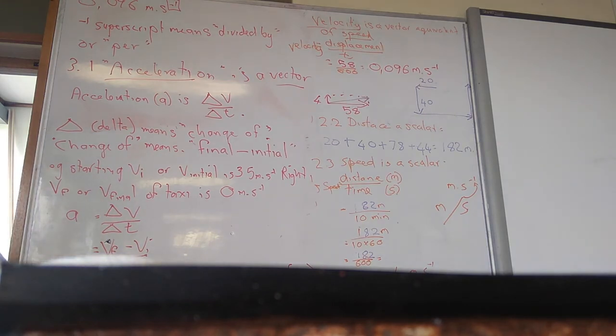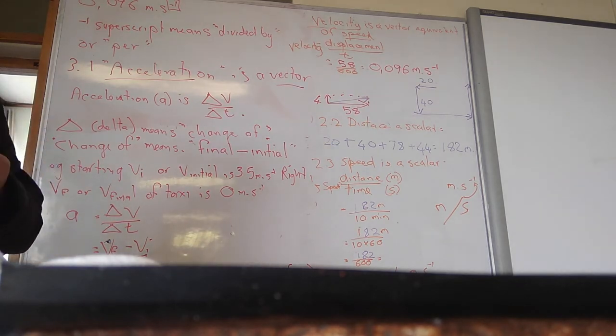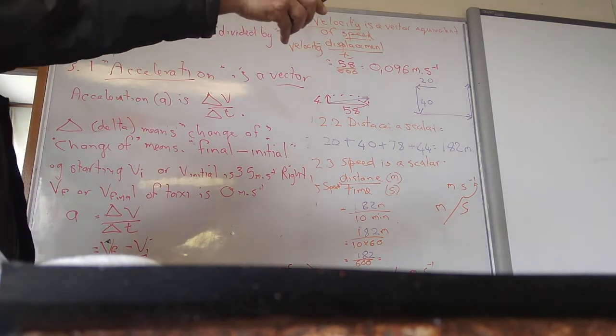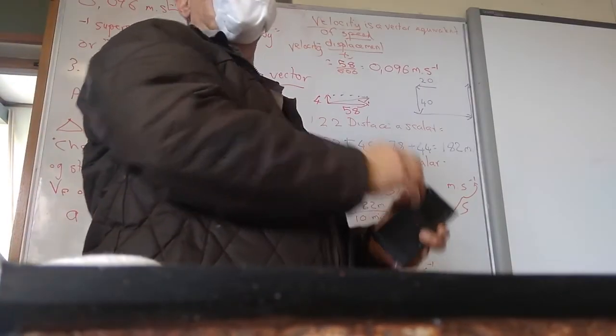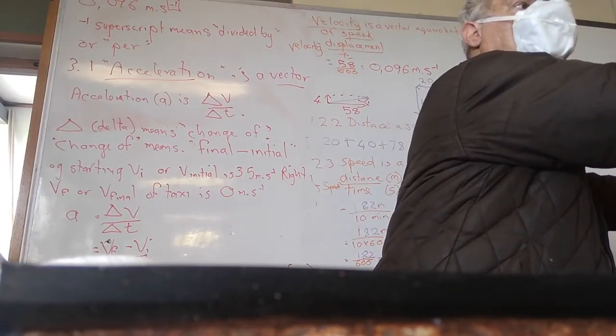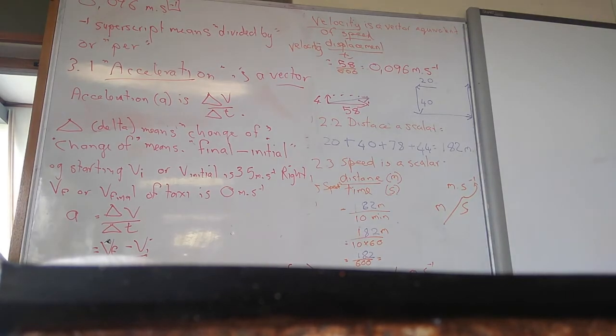So which direction was the taxi going? To the right. But which direction was his acceleration? Did he go faster to the right, or slower to the right? Whichever direction the force is, that is the direction of the acceleration. So the force was pulling him back. If he accelerated to the right, his acceleration would have been positive. But if he slows down to the right, it's actually a negative acceleration.